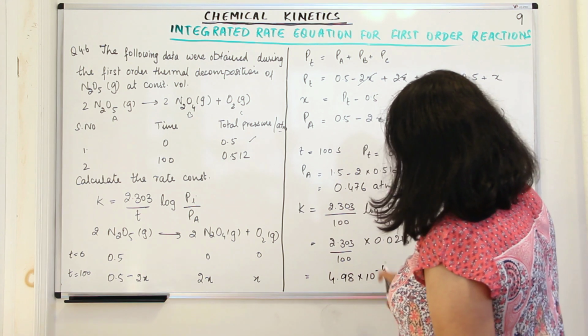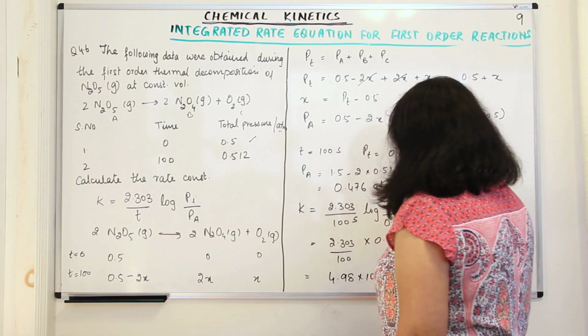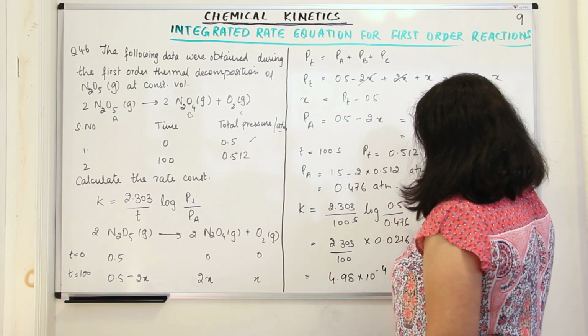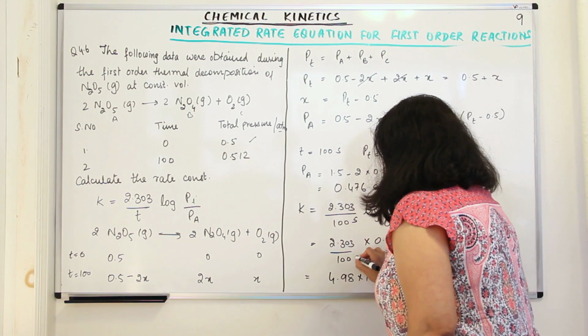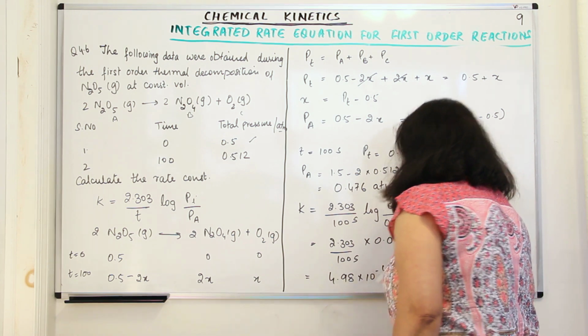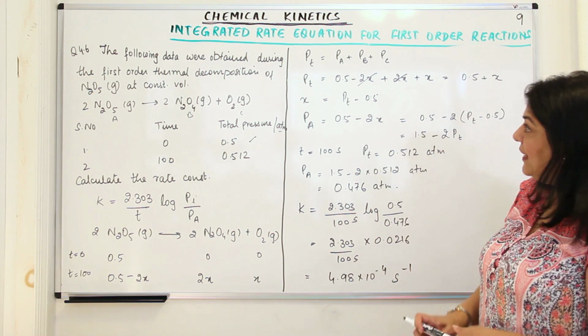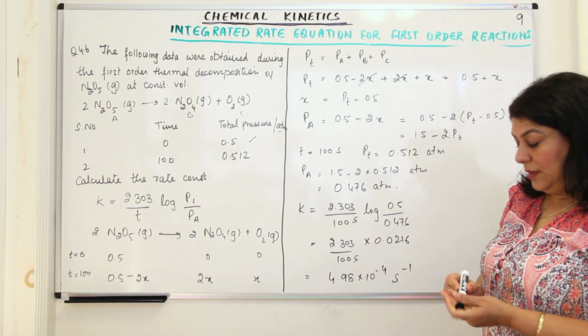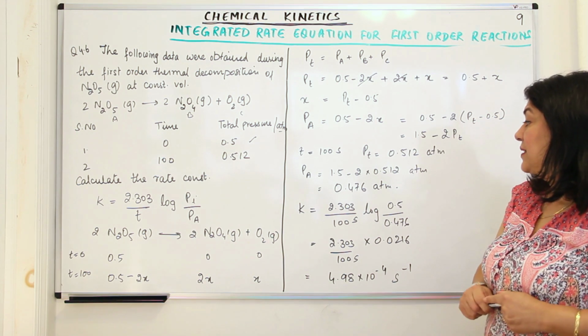And what about the unit? Here you have seconds. And here both you have atmosphere, they'll get cancelled. So second in the denominator, so the unit that you'll have would be second inverse. Right? So this was the value of the rate constant.